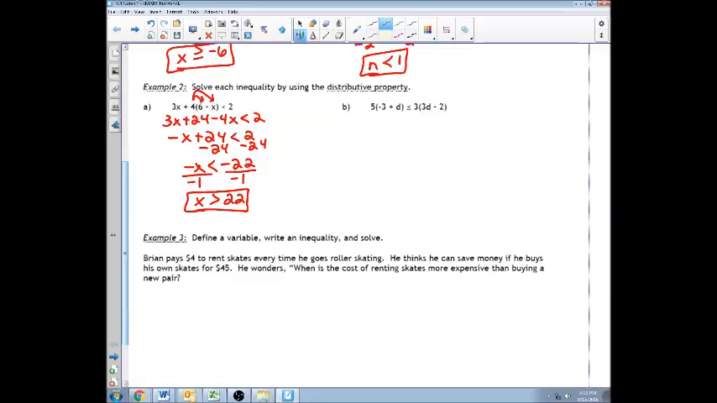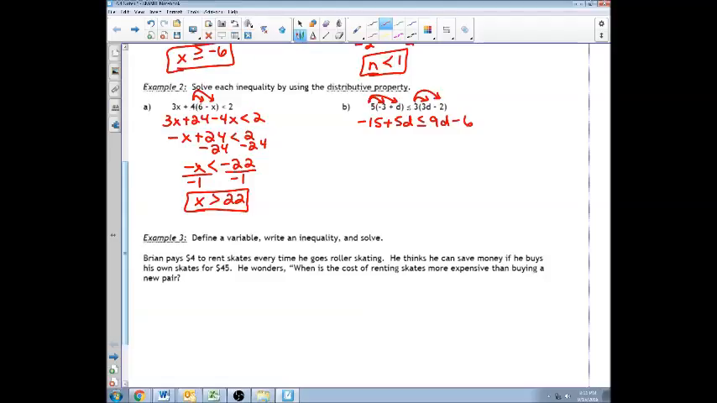Okay? On to b, I need to distribute again. So 5 times negative 3, 5 times d. That would give me negative 15 plus 5d is less than or equal to 3 times 3d, 3 times negative 2. 3 times 3d would be 9d. 3 times negative 2 would be negative 6.